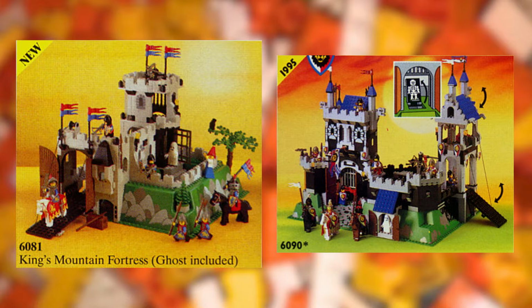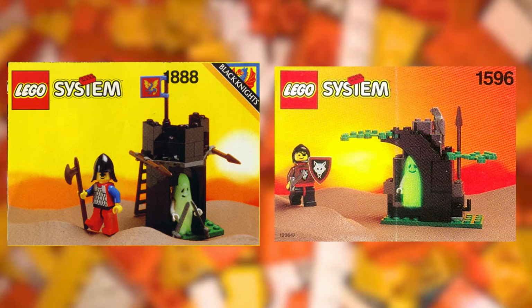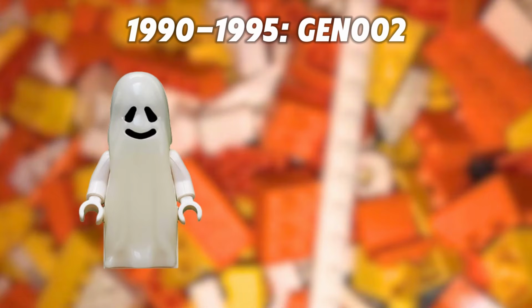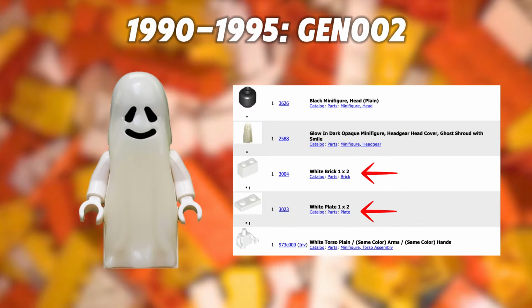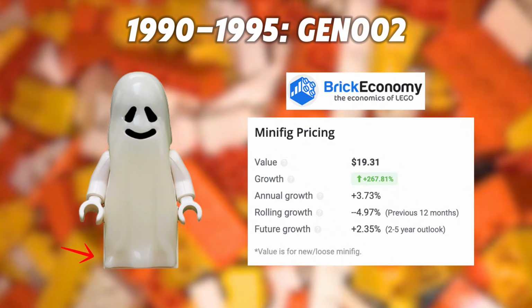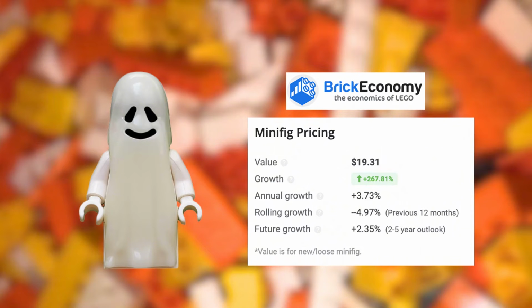Sets such as King's Mountain Fortress and the Royal Knight's Castle, and smaller sets like Knight's Guard Shack and Ghostly Hideout. This Ghost actually didn't have a leg piece and instead had a 1x2 plate and a 1x2 brick, assumingly to give the illusion that it's floating and it doesn't have legs that could possibly be exposed. This minifigure had a smiled-shaped mouth and a glow-in-the-dark headpiece.